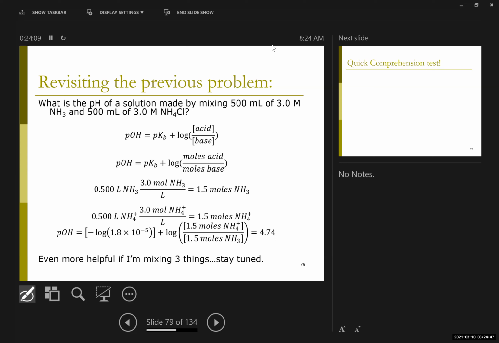And we will shortly be mixing multiple things together in a buffer where that can be helpful and useful. But again, please, please, please recognize the limitations of that. It only works in Henderson-Hasselbalch.